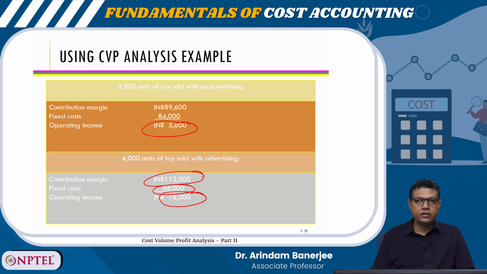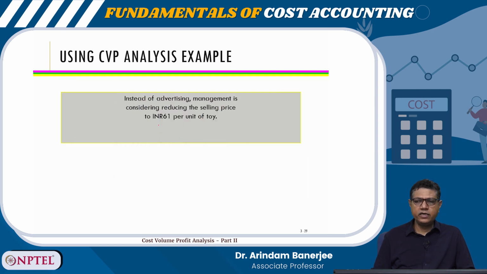Earlier my operating income was 5,600. Instead of advertising, management is considering reducing the selling price to rupees 61 per unit of toy. Management is just exploring the options. One option is to go for extra advertisement, keep the selling price at the same level, make more sales, and in that way make more profit.